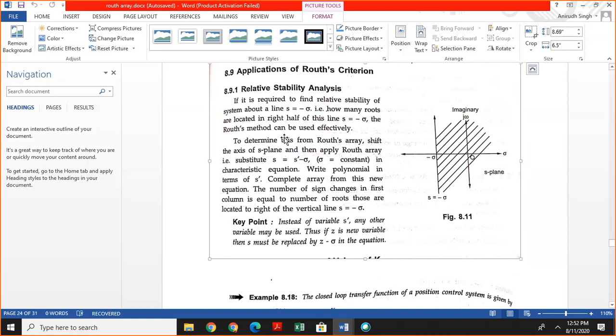Generally, the Routh stability criterion gives absolute stability, but in some cases it gives relative stability. Suppose the original axis is this, and we have to find whether roots are in the left half, the right half, or on the imaginary axis. But in some cases, we have to find whether the roots of the system lie in this half or in this half. In those cases, the number of sign changes.